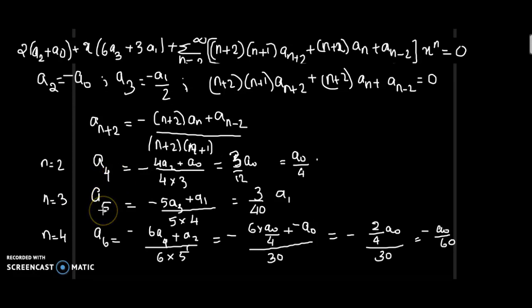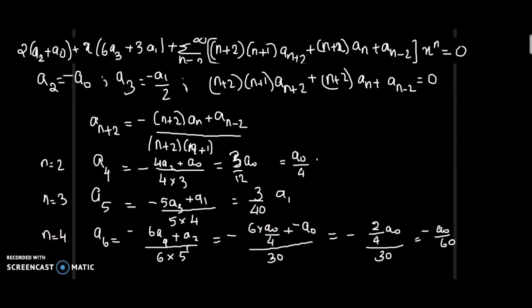Now let's come back to our problem. Let's start from where we have left off. When n equal to 3, we get a5 is equal to minus, substituting here, minus of 5a3 plus a1 by 5 into 4, which is 20. Now I am calculating, and for a3 I'm substituting, what was a3? Minus a1 by 2. Substituting and calculating, I'll get 3 by 40.